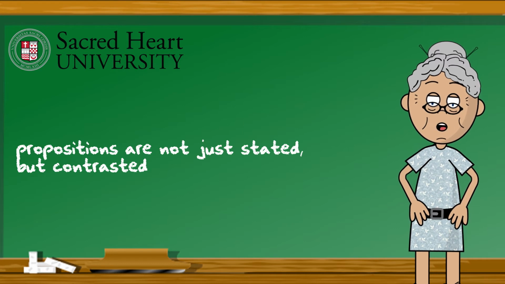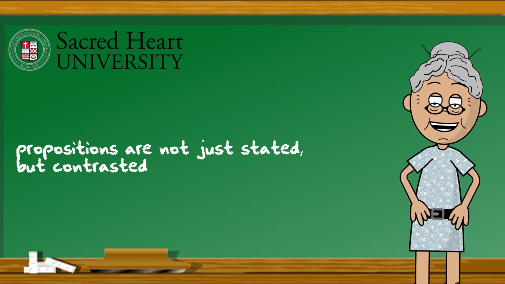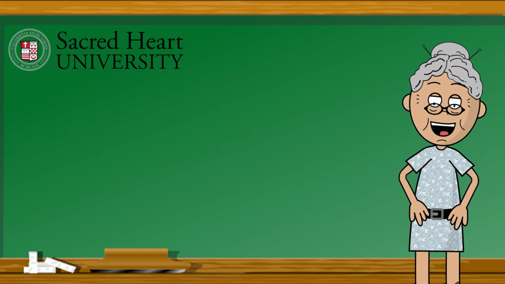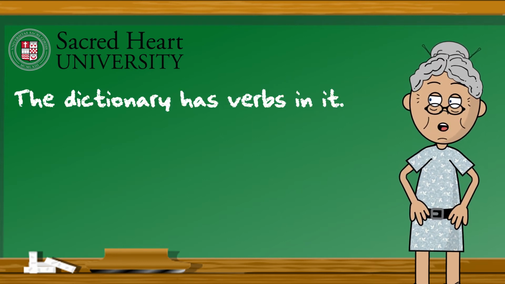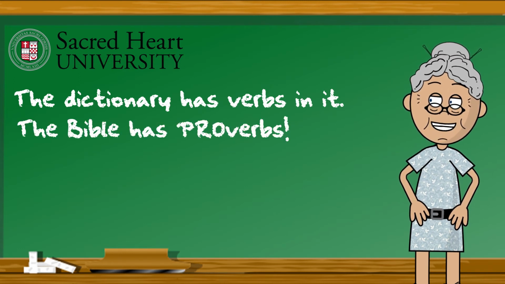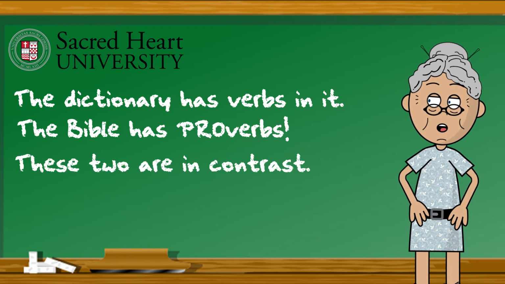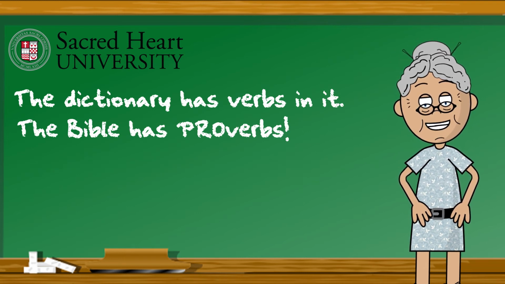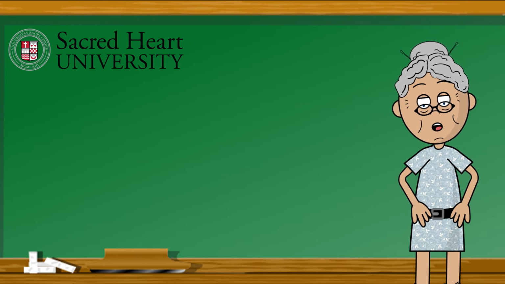The ability to produce or understand complex sentences like these, where we combine ideas in specific ways to express specific relationships between the ideas they express, lets us put a lot of meaning in a small space. We don't have to say, the dictionary has verbs in it, the Bible has proverbs, these two things are in contrast, which would of course ruin the joke, besides being longer and more cumbersome. So these complex structures let us produce sentences that are more filled with meaning and less strung out with words. They make our language more efficient.